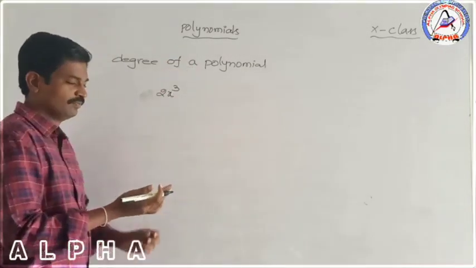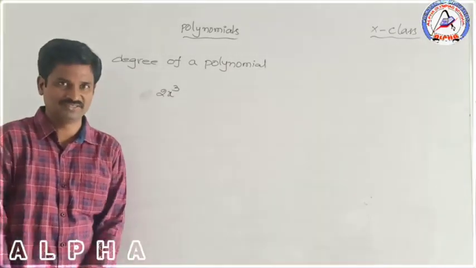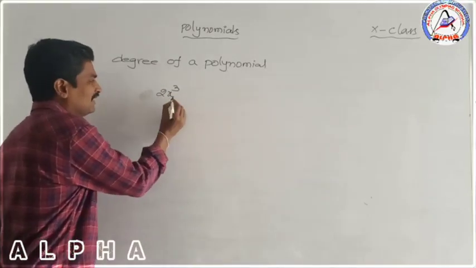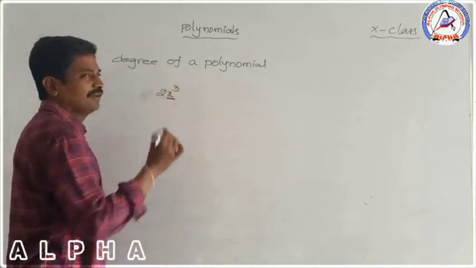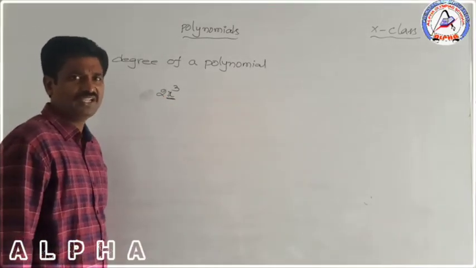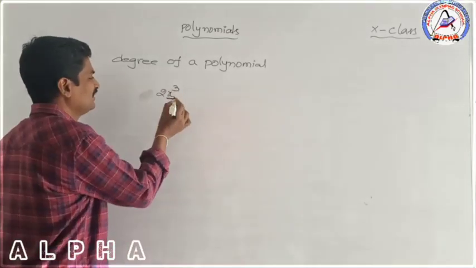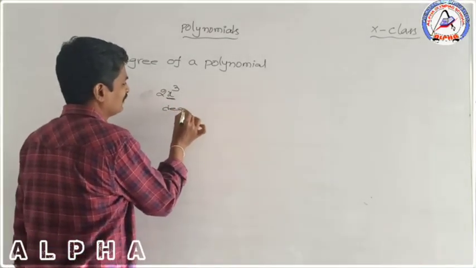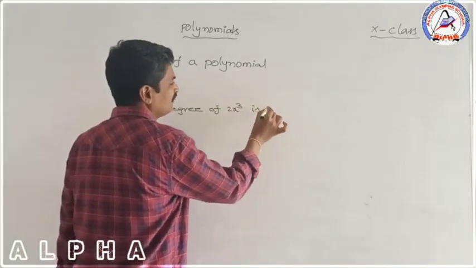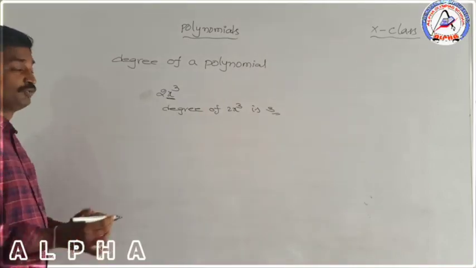2x cube is a polynomial. Which variable are we seeing here? x. Here we have only one variable, and the variable's integral power is 3. So the degree of 2x cube is 3.